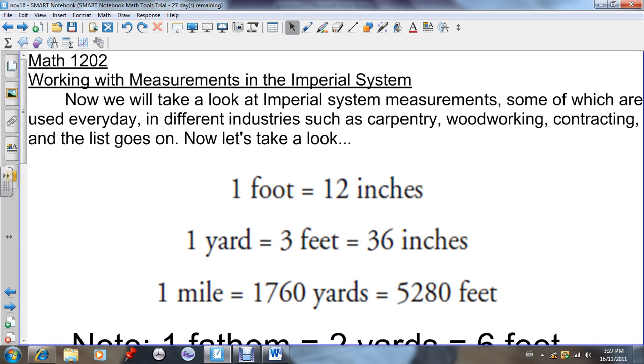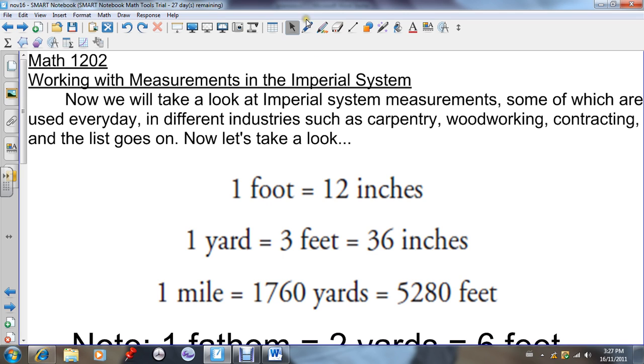Mark it, set, go. Now we are going to look at imperial measurements, some of which are used every day in different industries, such as carpentry, woodworking, contracting, and the list goes on. Now let's take a look.